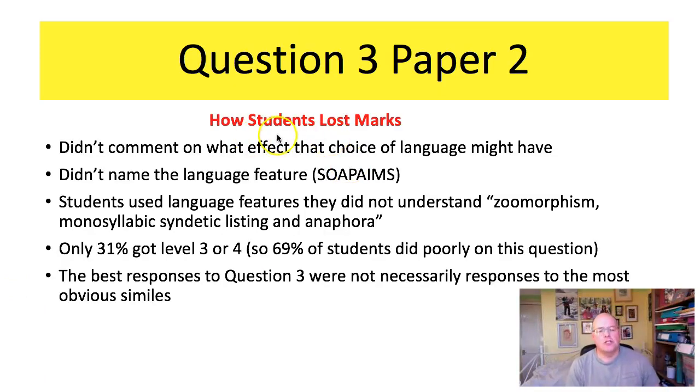Okay, well, how did students lose marks on this paper? Well, they didn't comment on the effect that the choice of language might have. So they spotted a technique, but didn't say how this was persuasive, how this gave the writer's viewpoint. And if you don't do that, you can't get marks. Or they spotted something, so they might quote a simile, for example, but they didn't name it.